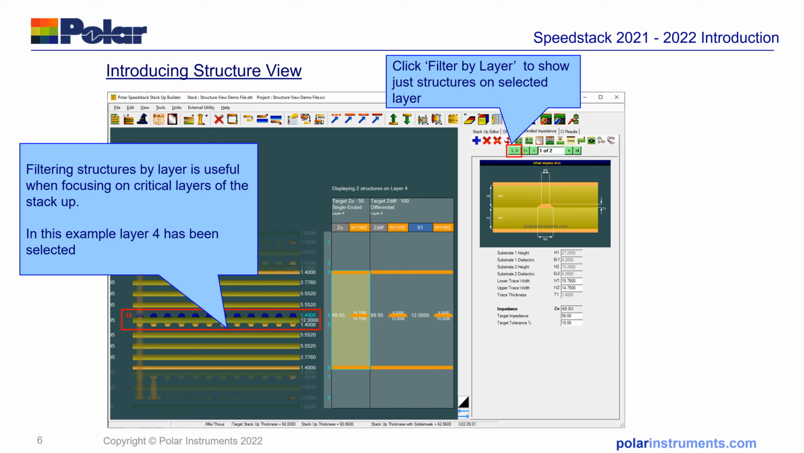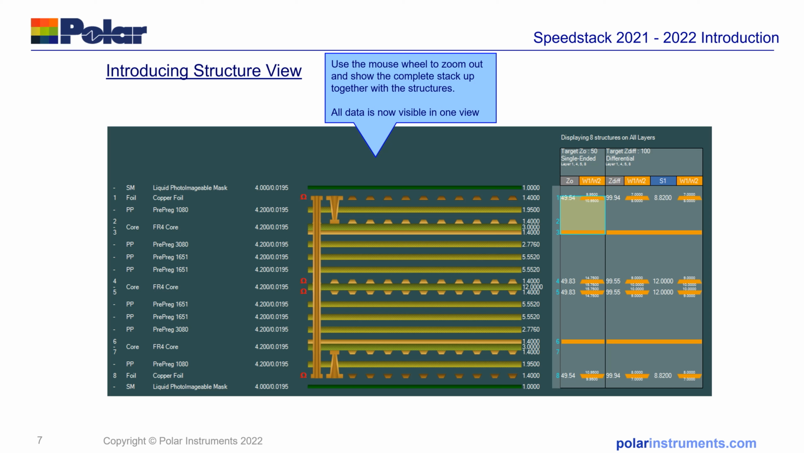By clicking on Filter by Layer, you can show just the structures on the selected layer. Filtering structures by layer is useful when you're focusing on critical layers of the stackup, and in this example, I've highlighted layer 4. You can use the mouse wheel to zoom, and you can select the extents, or you can zoom in and out and drag the stackup up and down to the position that's most useful for the area you're viewing at the moment. And all that data is now visible in one main view.